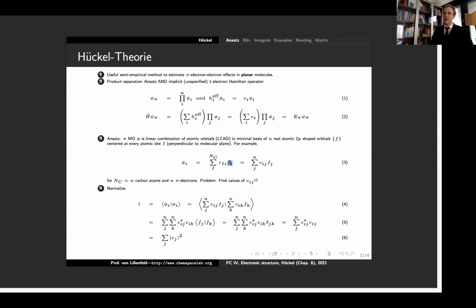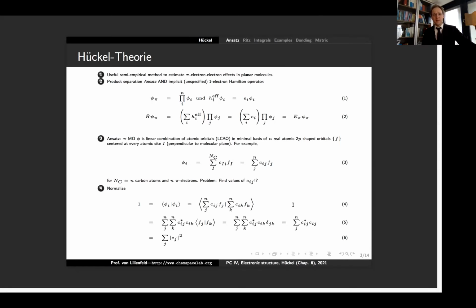And so our task is to see what is then the energy with this ansatz. So this small e_i, right? These eigenvalues of the orbitals, which sum up to the total energy of the pi system, and also the coefficients which would define each orbital.